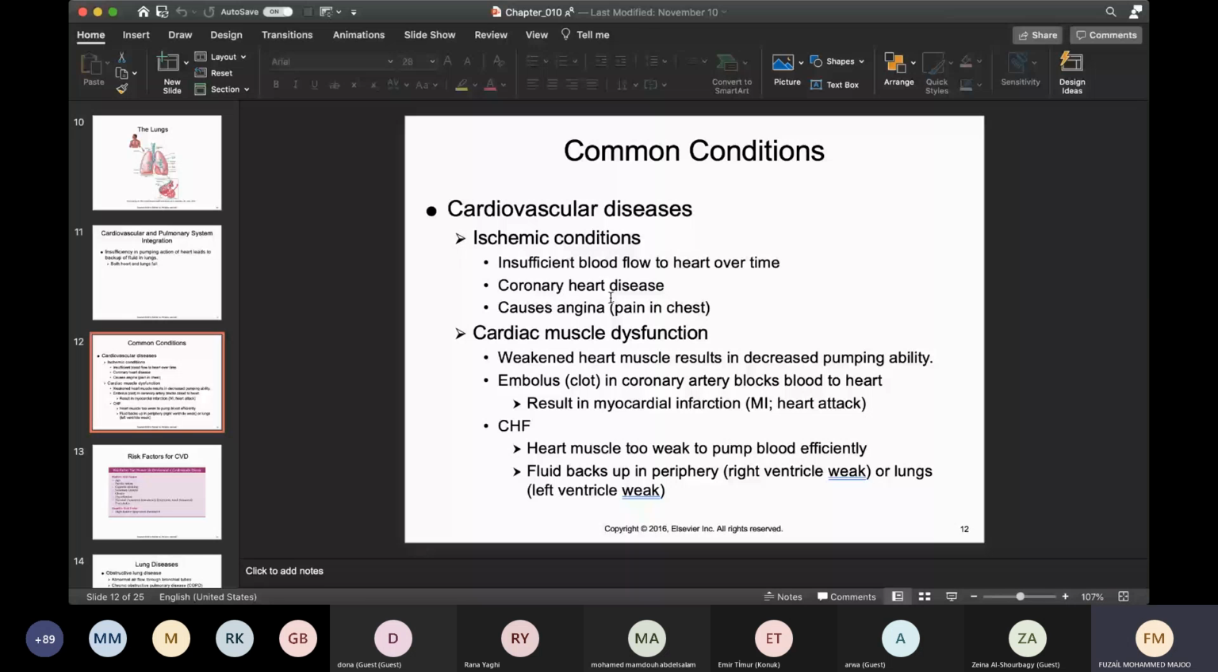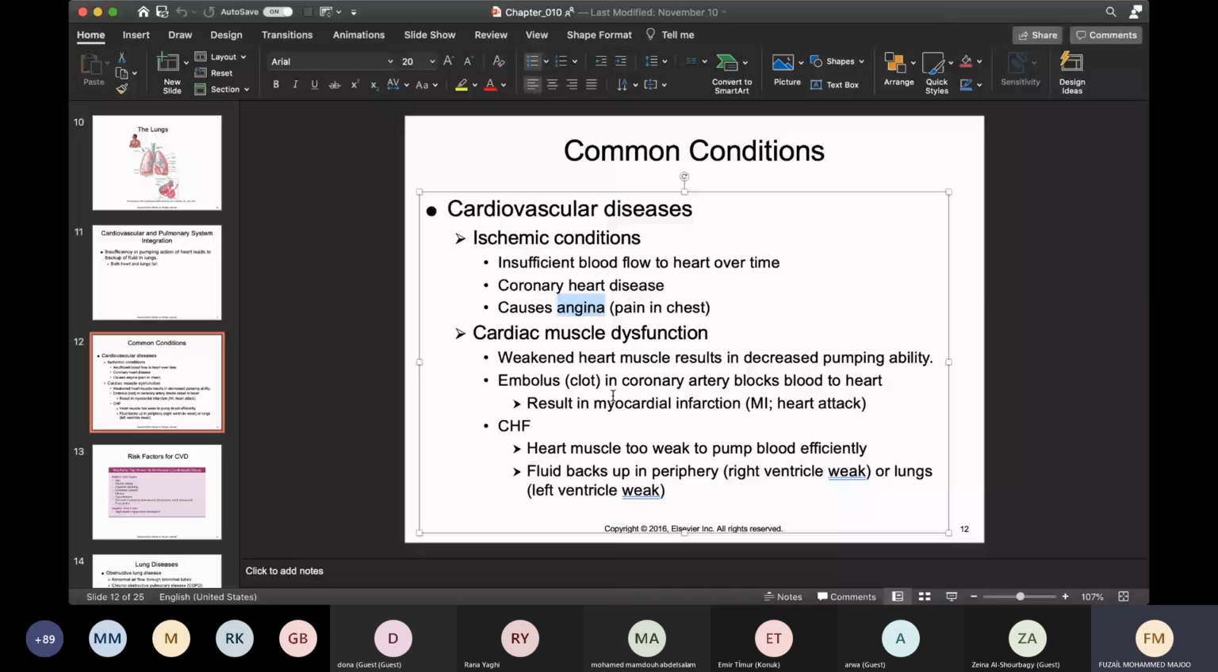So again, these cardiovascular diseases and disorders could lead to the heart muscle starting to weaken, so its pumping ability starts to decrease. One of the things that could affect that would be an embolus. An embolus is another term for a clot within the coronary blood vessels. And if this blocks blood going towards the heart, that could result in a heart attack. The medical term for heart attack is myocardial infarction.